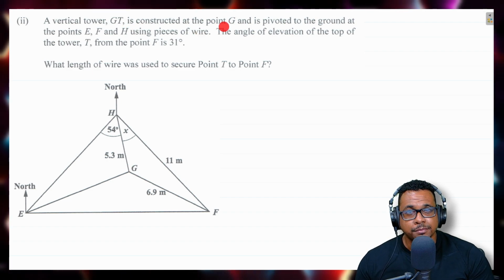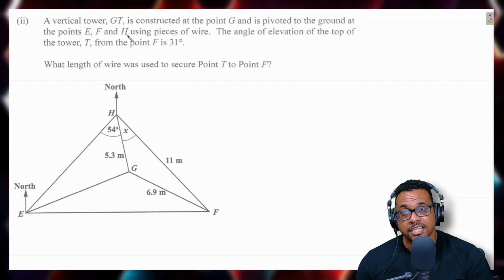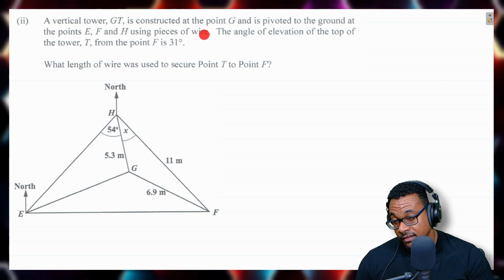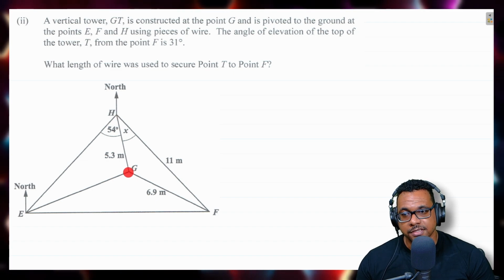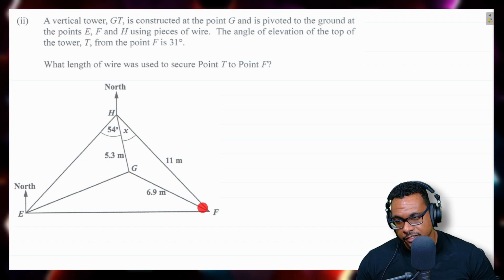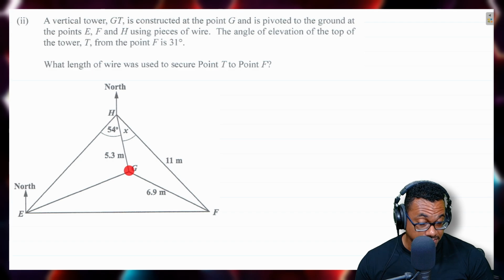It is constructed at the point G and pivoted to the ground at the points E, F, and H using pieces of wire. So from H to the top of the tower T, you're going to have a wire connecting. I know you're not seeing the T, but T is the top of the tower. From F to the top of the tower T, you're going to have a wire connecting it. And from E to the top of the tower T, you're going to have a wire connecting to stabilize the tower.